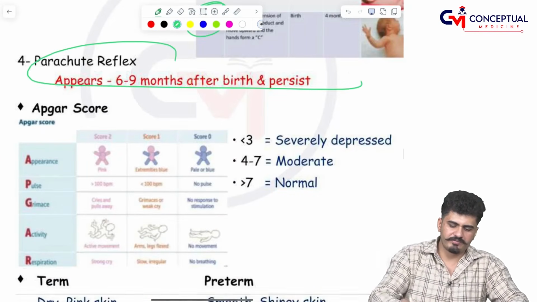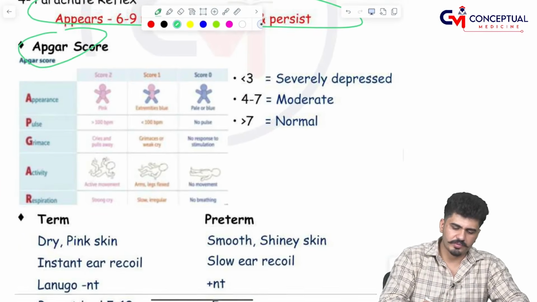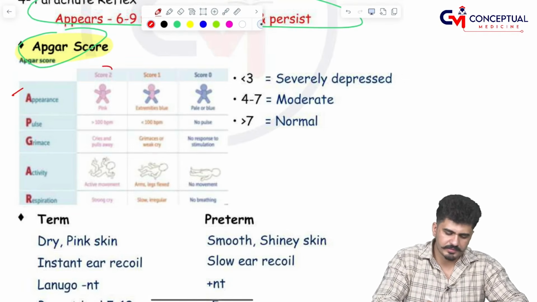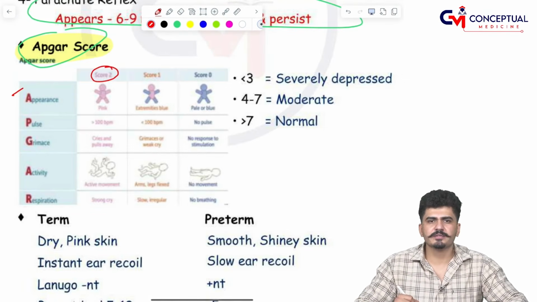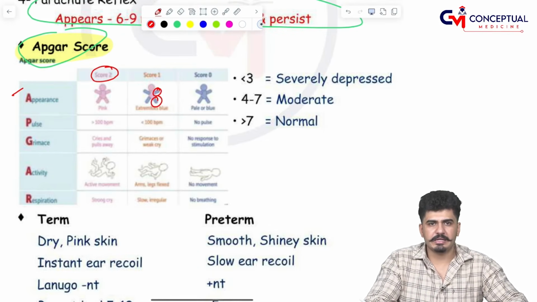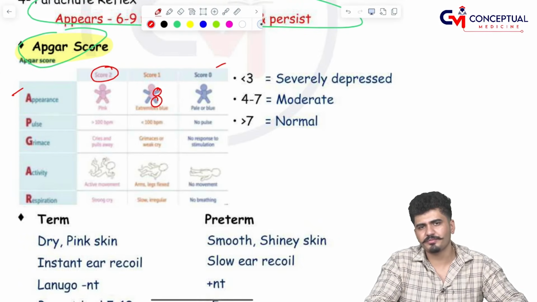Then the parachute reflex, what we were talking about, sir. Done. Apgar score, sir. A for appearance. If the baby is pink, give 2 marks. If the baby has acrocyanosis, hands and feet blue and body pink, give 1 mark. A fully blue baby, cyanotic, give 0 marks.